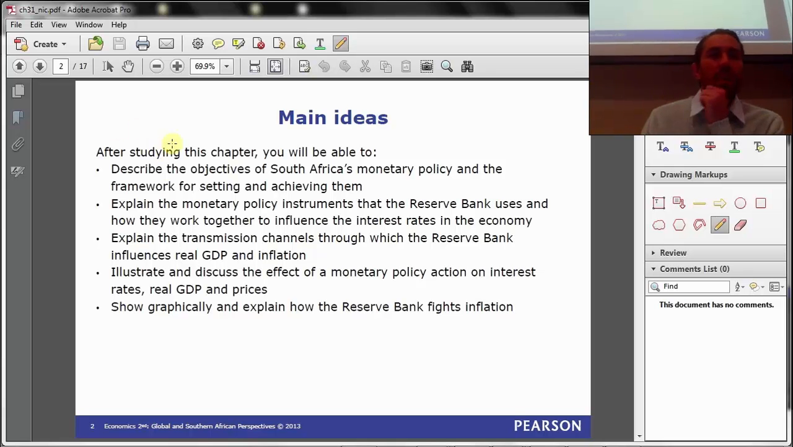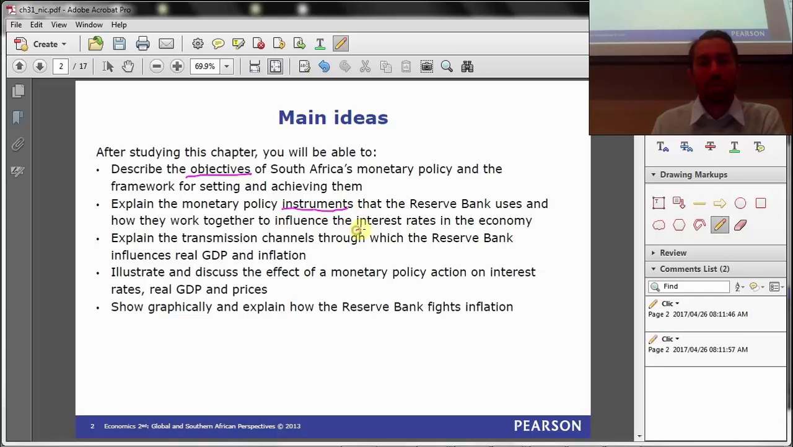After studying this chapter, what are you going to be able to do? Describe the objectives of South Africa's monetary policy, as well as the framework for setting and achieving them. So what are our objectives? Explain the monetary policy instruments that the Reserve Bank uses and how they work together to influence the interest rates in the economy. Okay? So what are our Reserve Bank instruments and what do they affect? They affect interest rates.